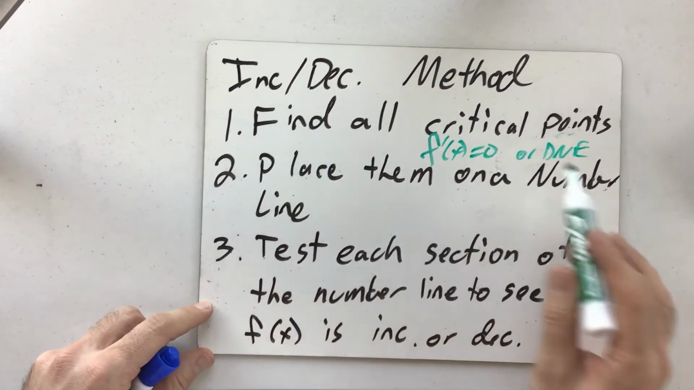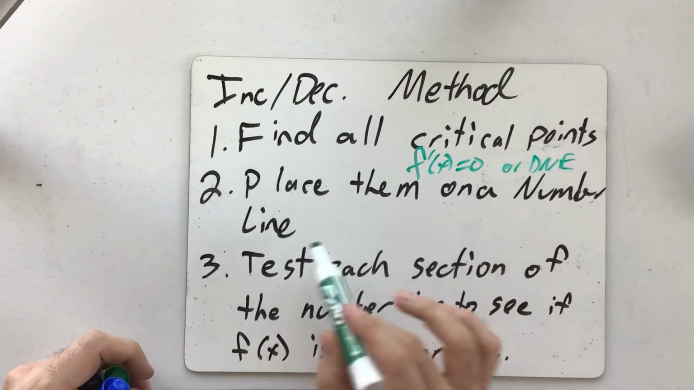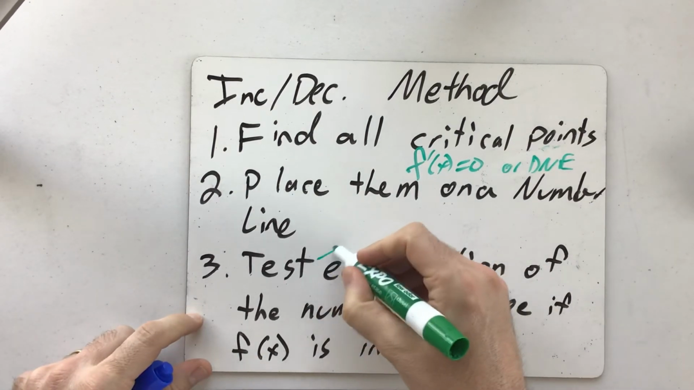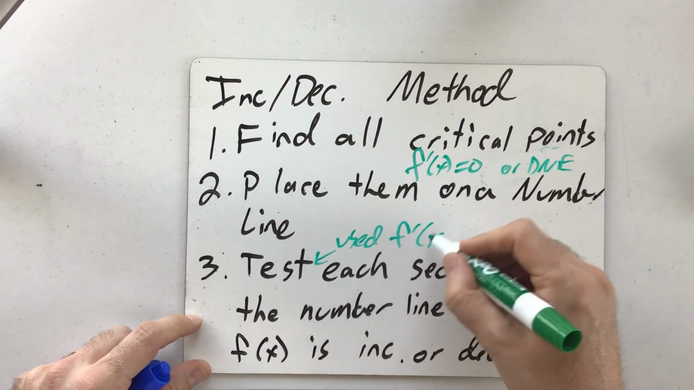So we found all critical points. We found all points where the derivative was 0 or didn't exist. We placed those points on our number line, and then we tested each section. How did we test each section? We used the first derivative to test each section.